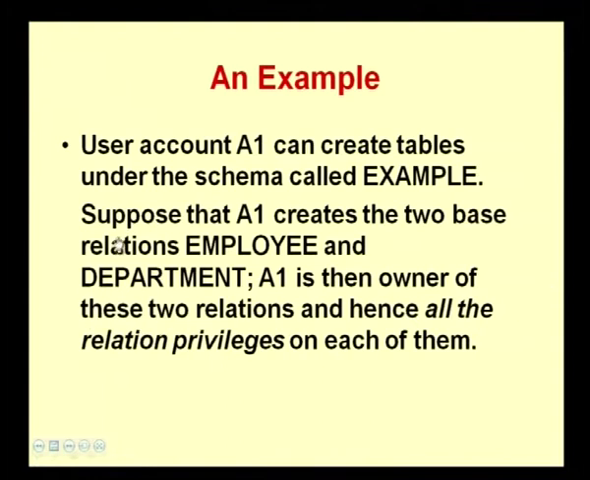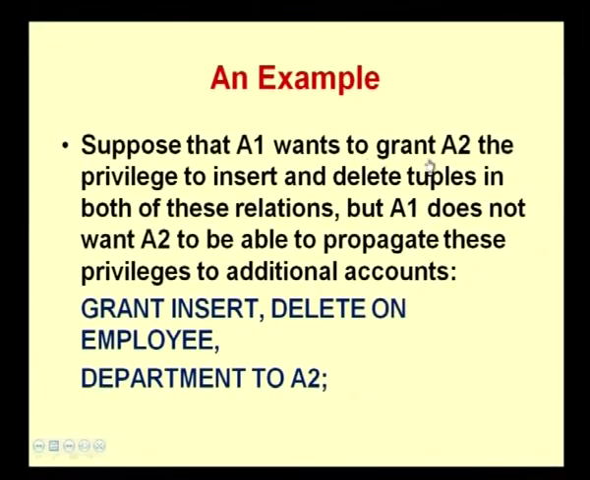A1 is then the owner of these 2 relations, employee and department, and hence he will have all relation privileges on each of them. But suppose that A1 wants to grant A2 the privilege to insert and delete tuples in both of these relations, but does not want A2 to be able to propagate these privileges to additional accounts. He wants only this account to have the grant insert and delete on employee and department to A2. So, he is not allowing the grant option.